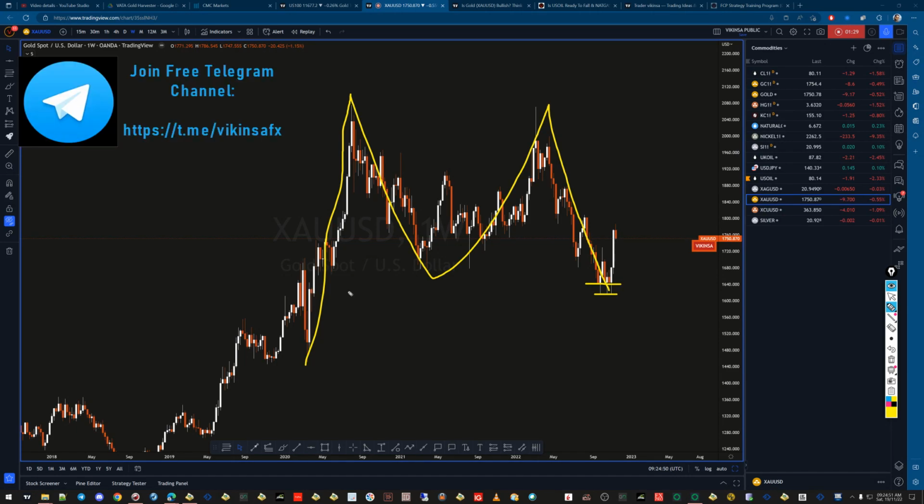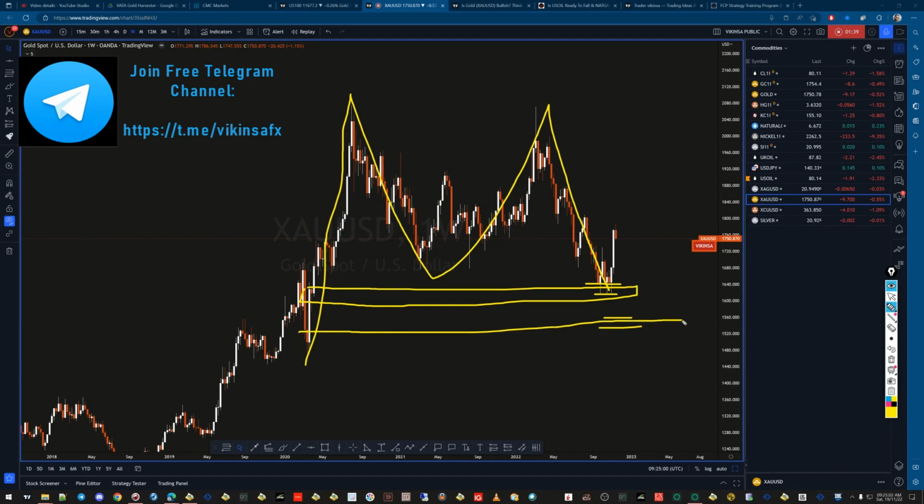Remember, in the previous analysis I mentioned that this market is going up because of a demand zone available here, but this M pattern actually completes somewhere around here, in this region, near about 1580 to 1523, somewhere around there, right?